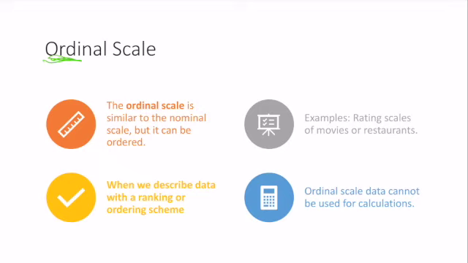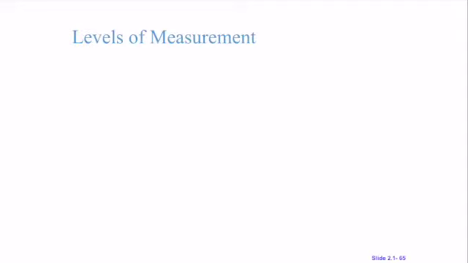Ordinal scale. An ordinal scale is similar to the nominal scale, but it can be ordered. Ordinal scale has an order, okay? When we describe data with a ranking or ordering scheme, it's ordinal. For example, rating scales of movies or restaurants. Also movie ratings, like G to PG, right? Ordinal scale can also not be used for calculations. It can only be used for frequency.